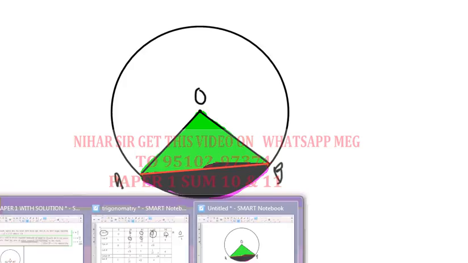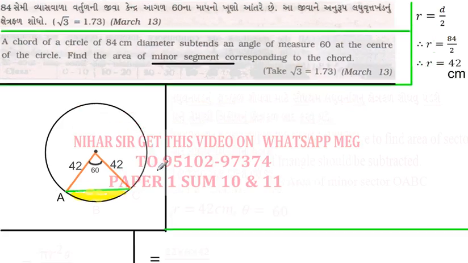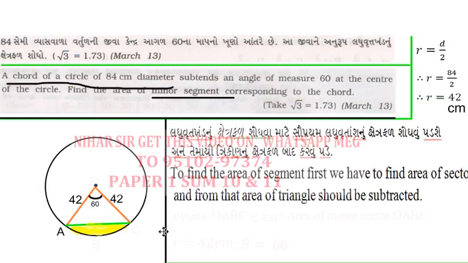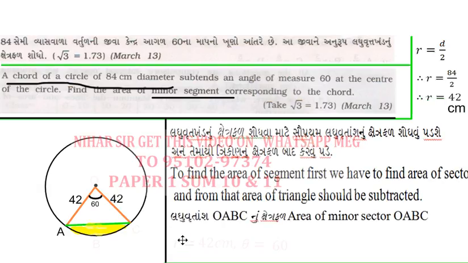So that's segment. So what I will do, I have given 84 centimeter diameter, a chord of a circle of 84 centimeter diameter. पे से radius मिल गया, r is equal to d upon 2, 42. So this is 42, this is 42, that subtends 60 angle at the center. Find area of minor segment. So this is segment, yellow part I will find. So before I do anything, I will definitely go for sector. Right, these are the statement what I explained.